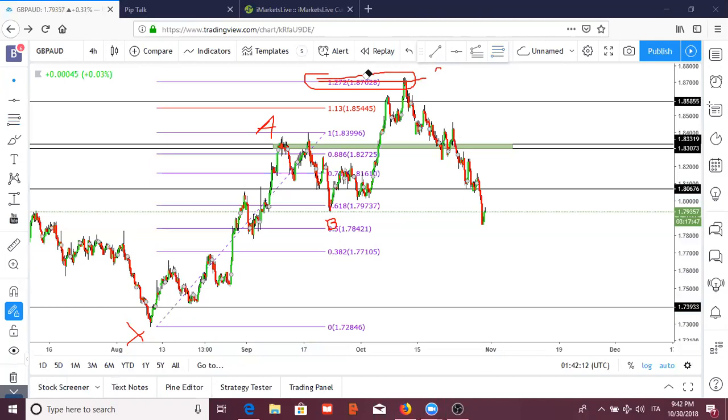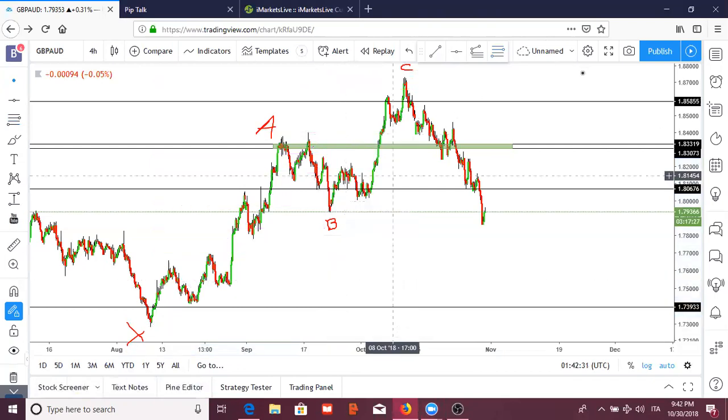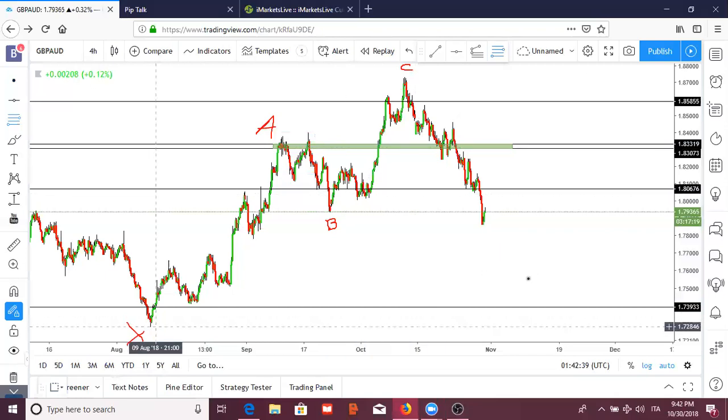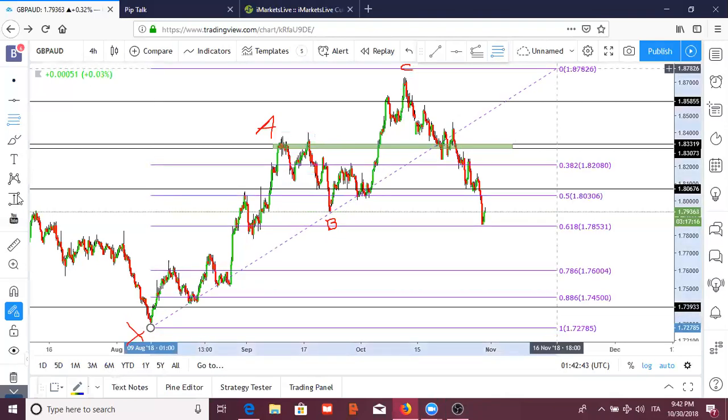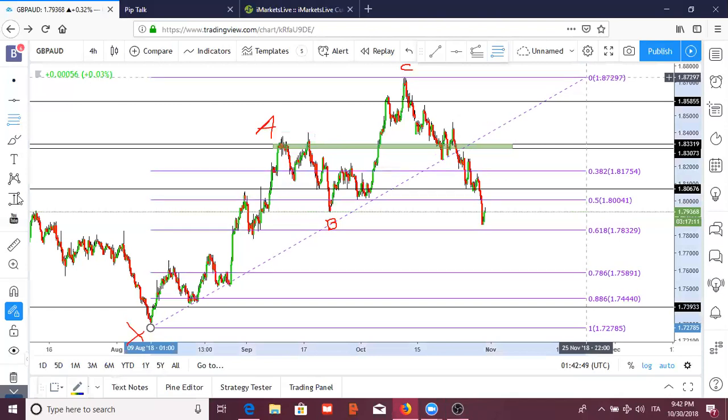Now that I have that identified, I'm looking for the completion of that entire move. We all know that the cipher pattern completes at the 78.6 level. So how do I find that? I simply take my Fibonacci tool, take my fib from my X leg all the way to the completion of my C leg. And right now I'm just waiting for price to hit that 78.6. And guess what I'm gonna do? I'm gonna buy it. I want to buy it. I'm going to put like 100 lots on it, and I'm going to walk away. That's what I'm going to do.